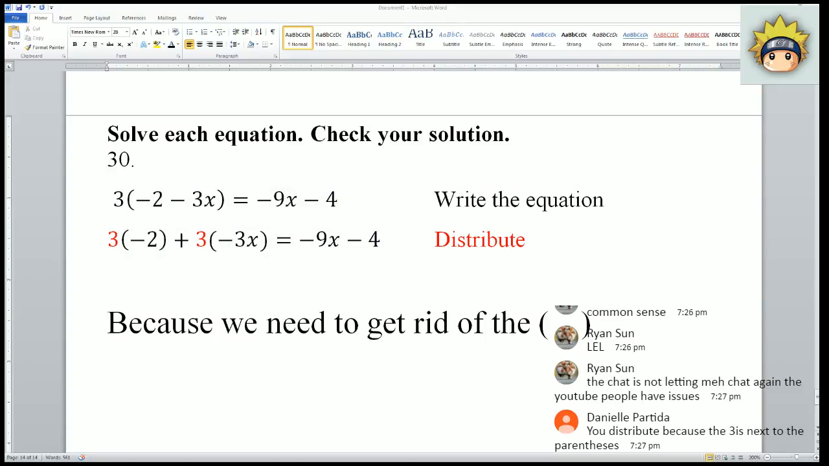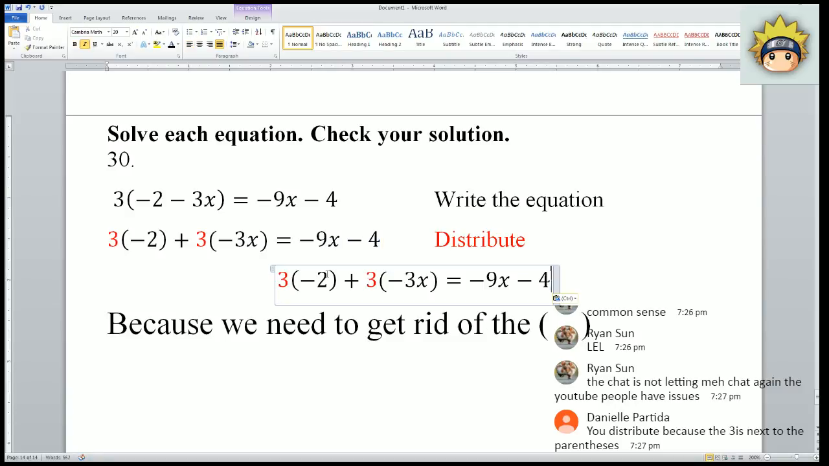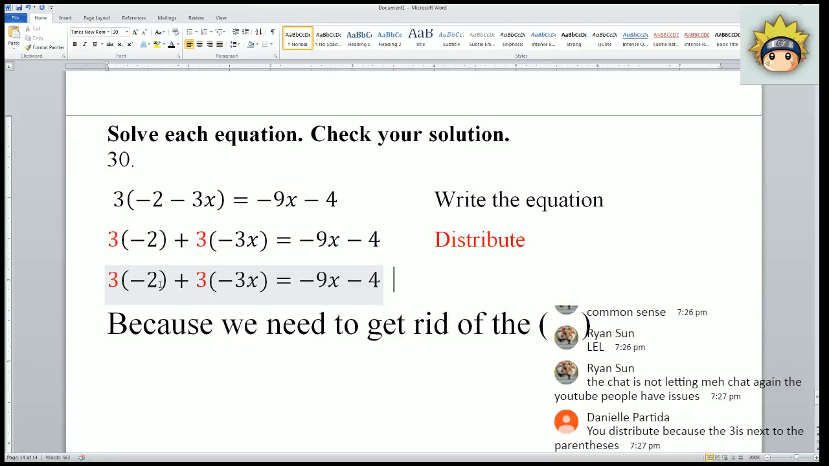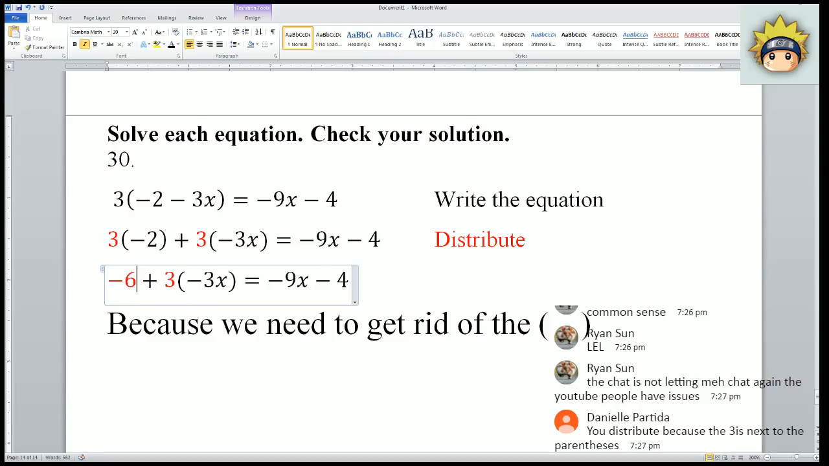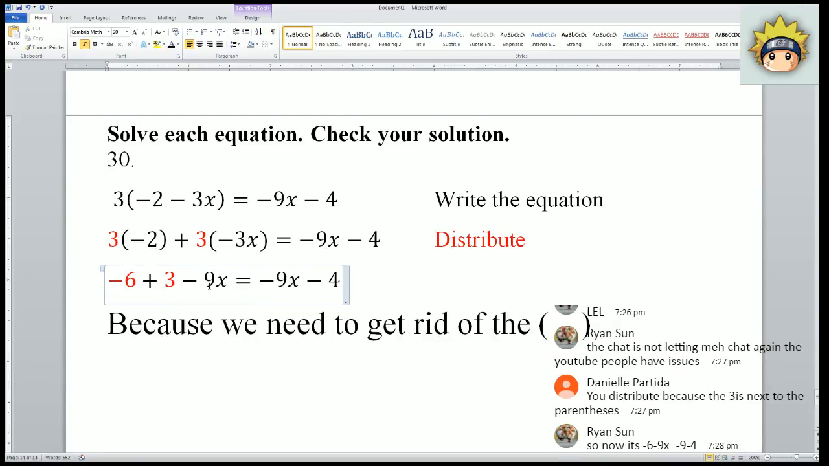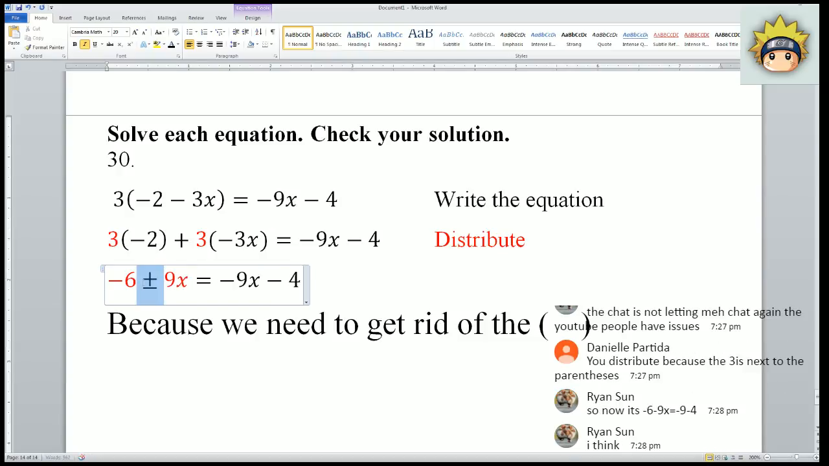Then you should have gotten... What should it look like after you distribute, class? Okay, let's do that together. 3 times negative 2 is negative 6. 3 times negative 3x is negative 9x. Negative 9x, right? Okay. Negative 9x.